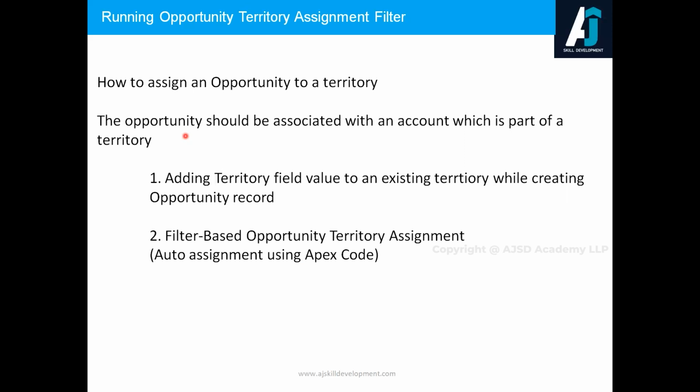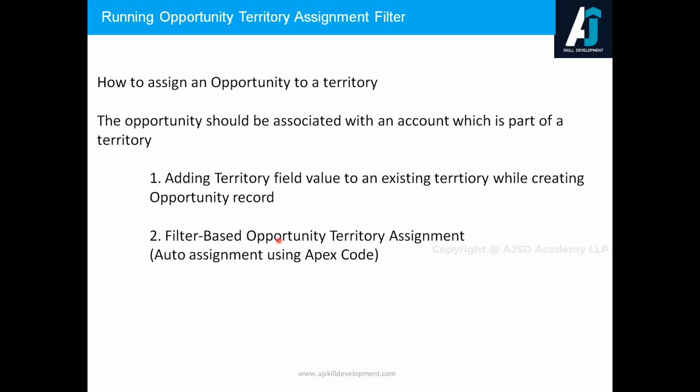One is the manual way. What is meant by manual way? In opportunity, we have a standard field called territory. You can use that field while creating the opportunity by manually selecting the territory record, that is, by manually selecting a territory parent record. In that way, you can create an opportunity and assign it under a territory. Now the members of the territory can access that opportunity. So one is the manual way.